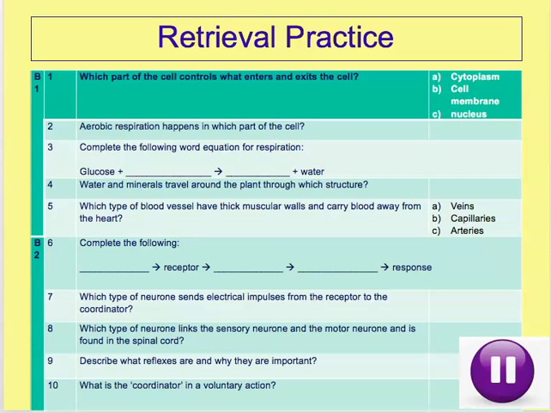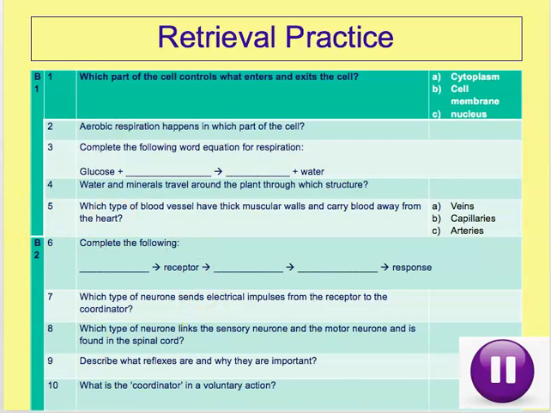And number 9, describe what reflexes are and why they are important. Reflexes are automatic responses that keep us safe. And number 10, what is the coordinator in a voluntary action? That is the brain. So see how you did with those. Any that you got wrong, make sure that you spend some time going over them, revising them, questioning yourself so that they do stay in your brain.